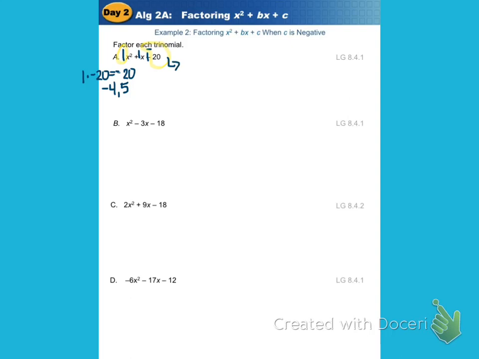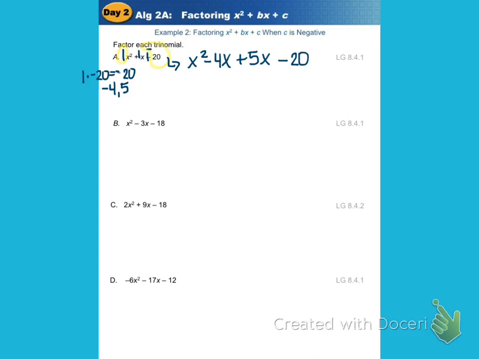So then I think about just rewriting this. Again, the first and the last terms stay the same. So the first term is going to be x squared, the last term is going to be minus 20. I rewrite the middle term of 1x into a negative 4x and a positive 5x. And again, it doesn't matter which one comes first. It's up to you. So let's say I wrote it as minus 4x first, and then plus 5x next.